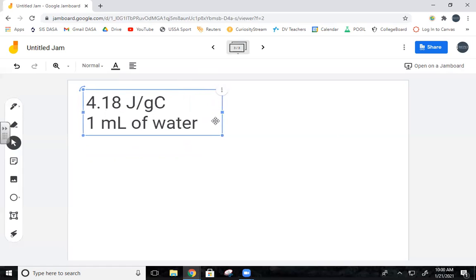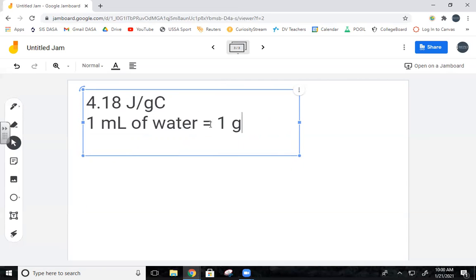All right. Here's what's so great about the International Standard Unit. Remember that 1 milliliter of water, do you remember what the mass to volume conversion is for water? You may not, it's okay. It's 1 gram. Isn't that great? So great.